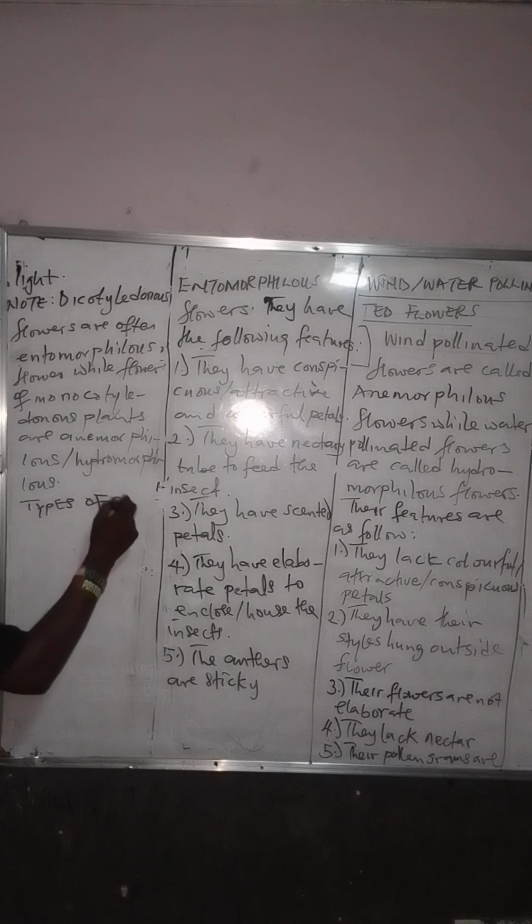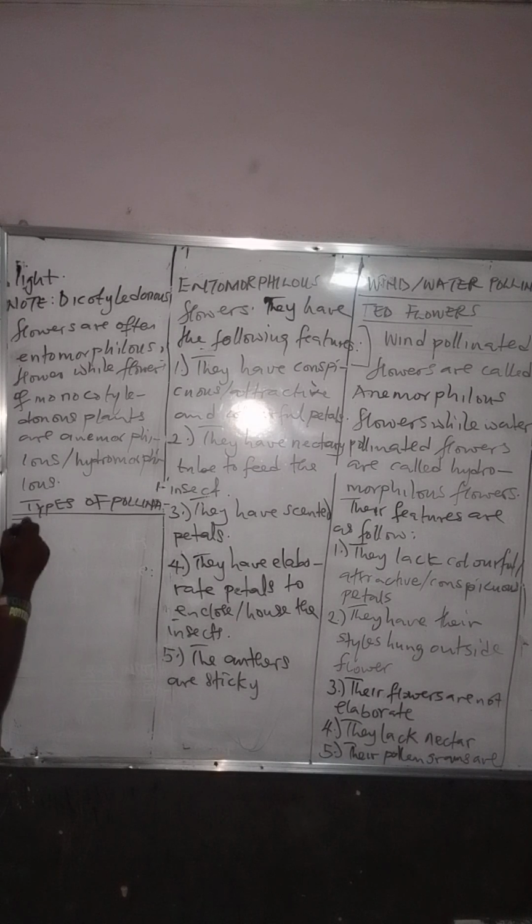Types of pollination. There are two types of pollination. And these two types of pollination are, you have self-pollination and you have cross-pollination. What did I call it? You have self-pollination and you have what? And you have cross-pollination. Now, what do we mean by self-pollination?